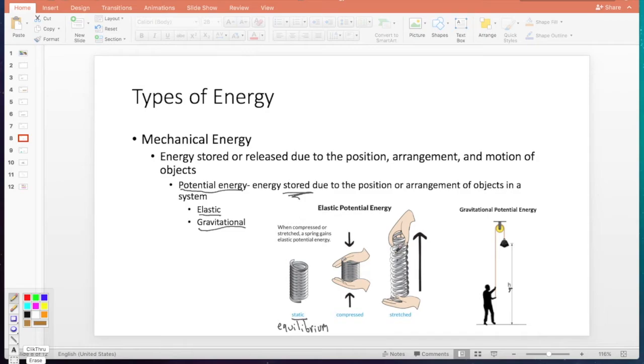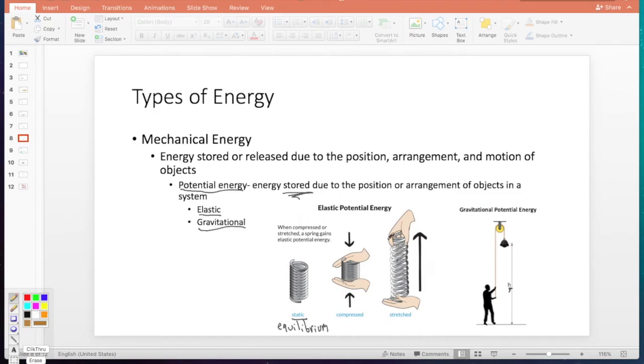When I compressed or stretched the spring away from equilibrium, I stored energy into it and it now has the potential to cause a change. This definitely has a potential to cause a change. If I let it go, what's going to happen? Yeah, it's going to start falling and getting faster and faster, accelerating due to the influence of gravity, right? So gravitational potential energy is due to objects that are lifted up off the ground.